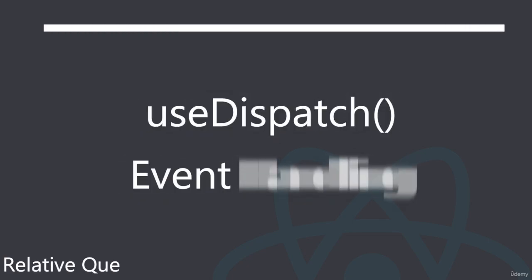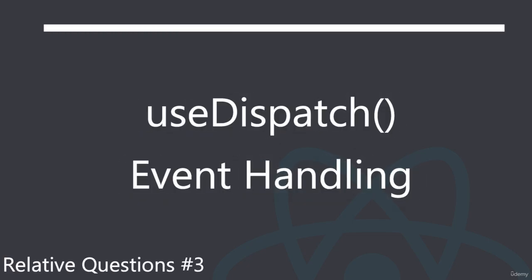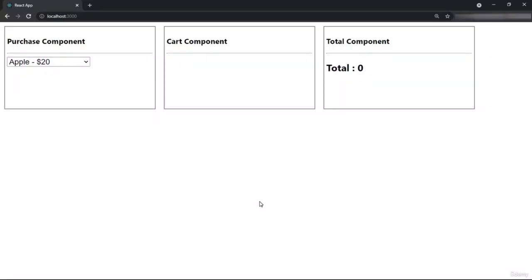Now in this lecture, we will be discussing handling the events. This is really very important because we are dealing with the dispatch and we will also be looking at the reducer. So here the product, cart and total data is now available to the respective component. When the dropdown is selected, we have to update the cart and the total. So let's begin with the coding.